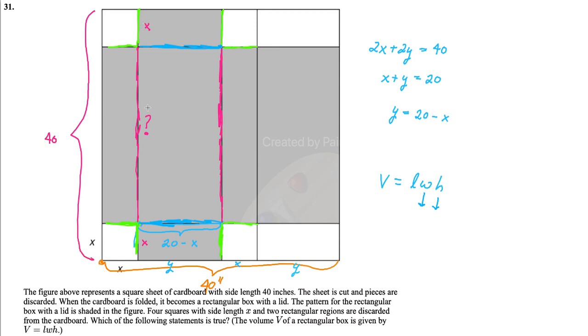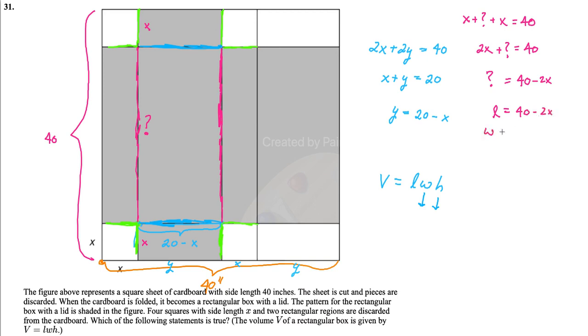So x plus question mark plus x has to equal 40. And this means 2x plus question mark has to equal 40, which means that question mark is just 40 minus 2x. And now I have my length. I have length 40 minus 2x.